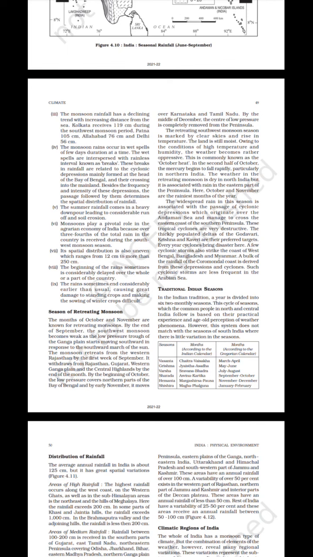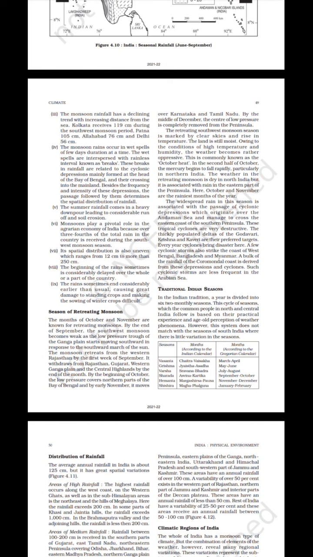The wet spells are interspersed with rainless intervals known as breaks. These breaks in rainfall are related to cyclonic depressions mainly formed at the head of the Bay of Bengal and their crossing into the mainland. Besides the frequency and intensity of these depressions, the path followed by them determines the spatial distribution of rainfall.